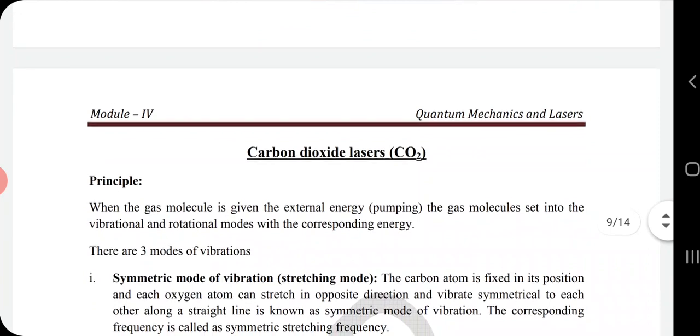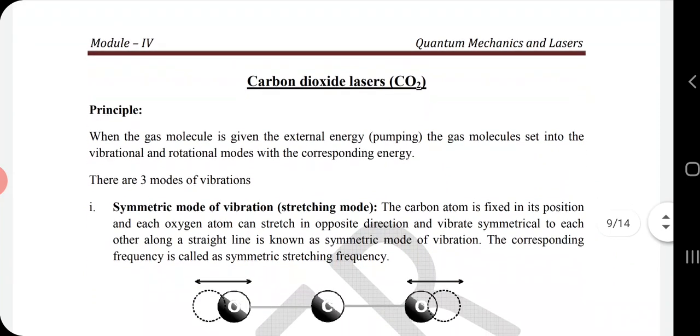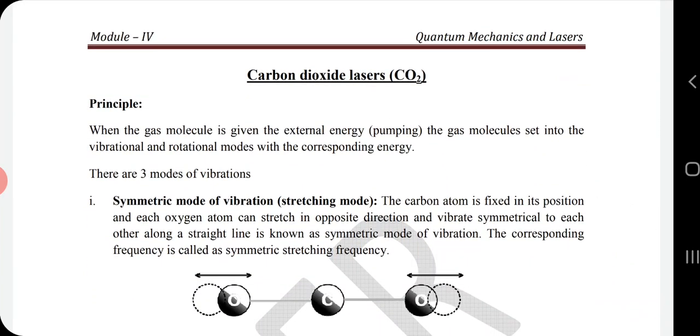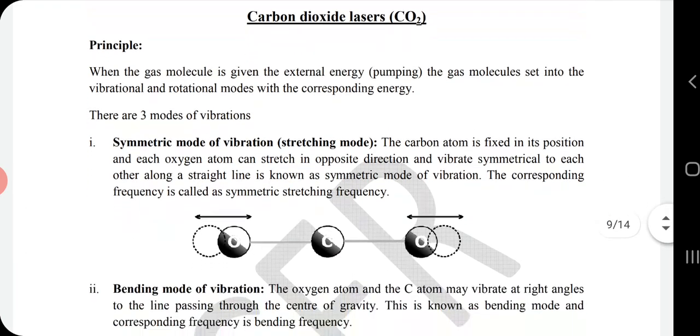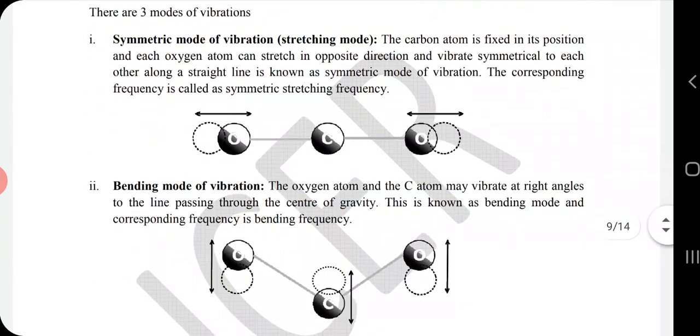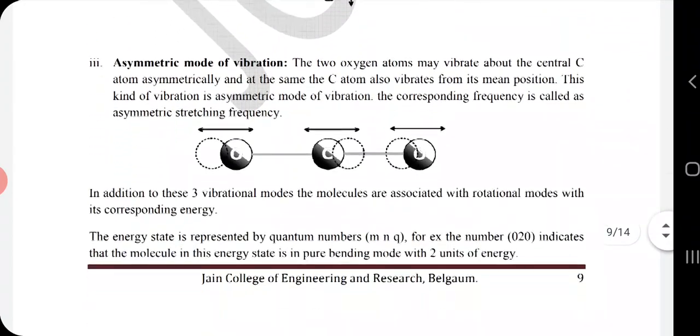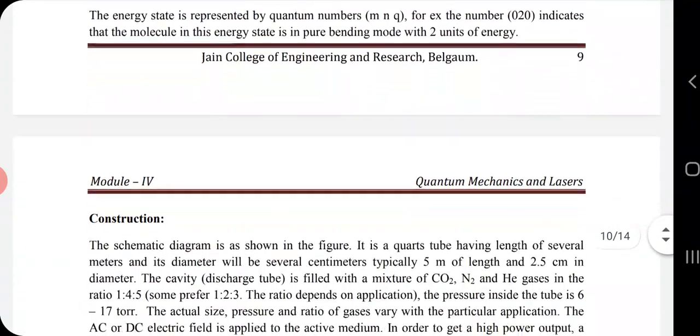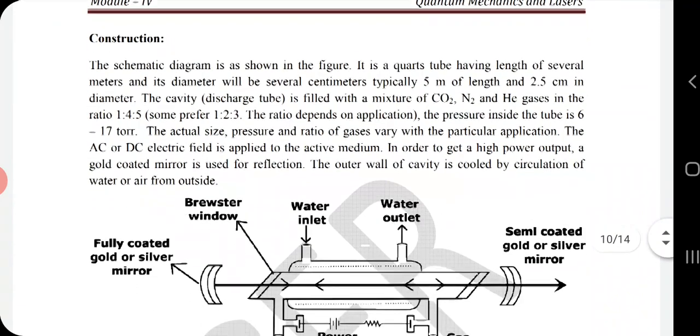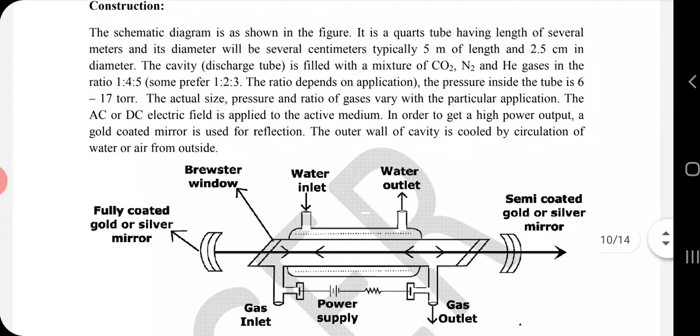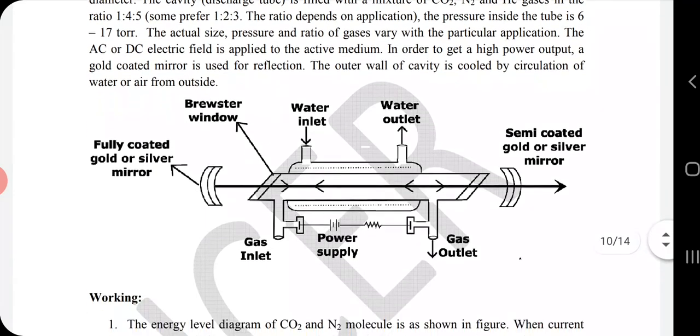Now we have two constructions of lasers. We have to go for the construction of the carbon dioxide laser and then the semiconductor laser. In this case we have the basic principle: how the molecules vibrate, what happens, what causes the emission. Then the construction of the carbon dioxide laser: there are different components put together.